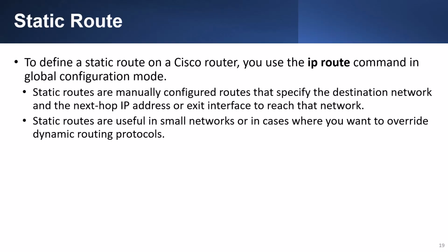To define a static route on a Cisco router, you use the IP route command in global configuration mode. Static routes are manually configured routes that specify the destination network and the next hop IP address or exit interface to reach the network. Static routes are useful in small networks or in cases where you want to override dynamic routing protocols.